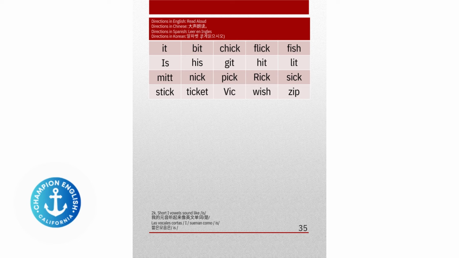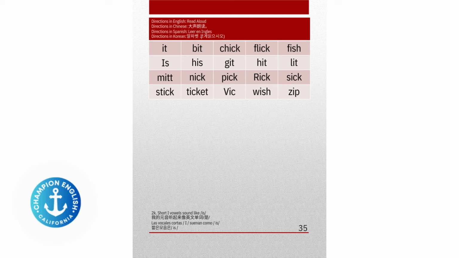And here we go. B and it, bit. Ch and ick, chick. Fl and ick, flick. F and ish, fish. I and s, is. H and is, his. G and it, get. H and it, hit. L and it, lit. M and it, mit. N and ick, nick.